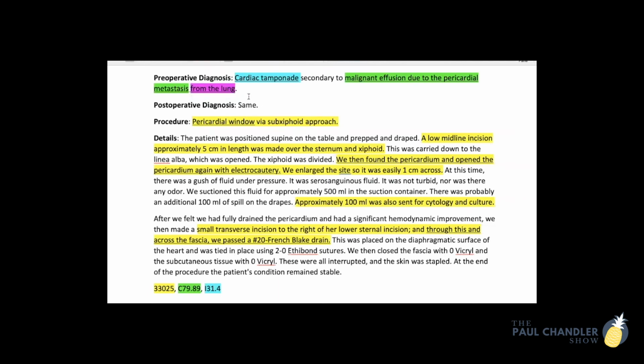So we still need to code though. That's a little bit better. Okay, so we still need to code the primary malignancy for the lung. And that code would still go before the I31.4, since the cardiac tamponade is secondary to both of the conditions: the malignant effusion due to the pericardial metastasis, the secondary heart cancer, and from the lung, the primary.